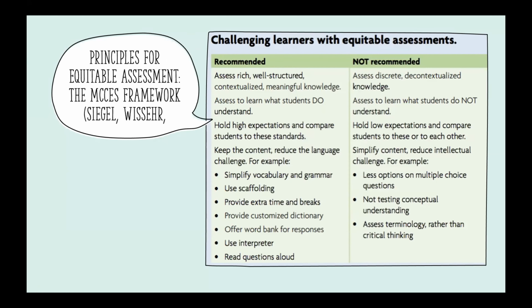There are some of the strategies we already talked about. We can simplify the vocabulary and grammar for content tasks. We can keep the content, but still simplify the language of the task to make sure our English language learners can understand it. We can use different scaffolding: extra time, dictionary, word bank, or we can also use an interpreter. While not every school has this type of resource, we can read questions aloud.